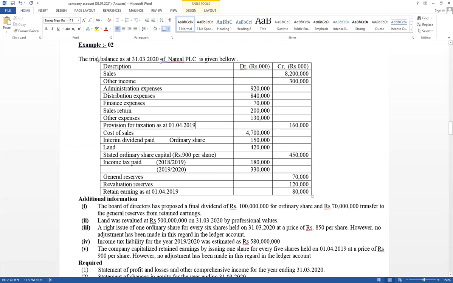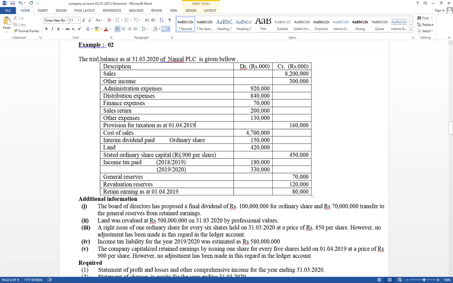Trial balance is given, 31st March 20. Sales available, other income and expenses is given. Sales return also available, other expense. Provision for income tax is relevant for income tax adjustment. Under provision, over provision. Cost of sales is given. Interim dividends paid. Land, this is a cost value relevant for revaluation.